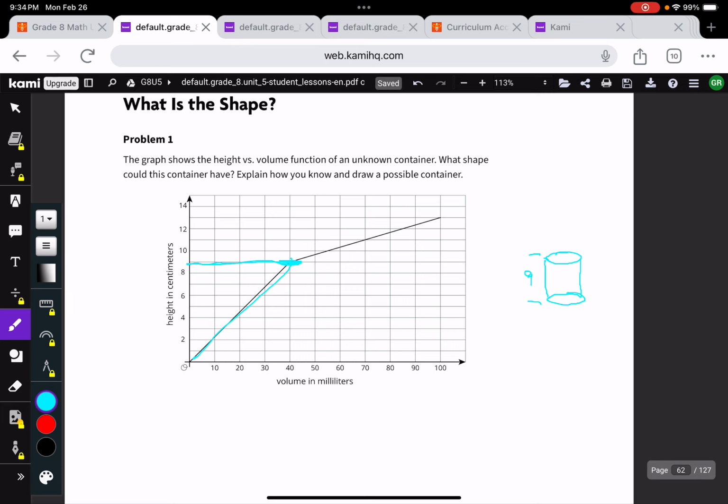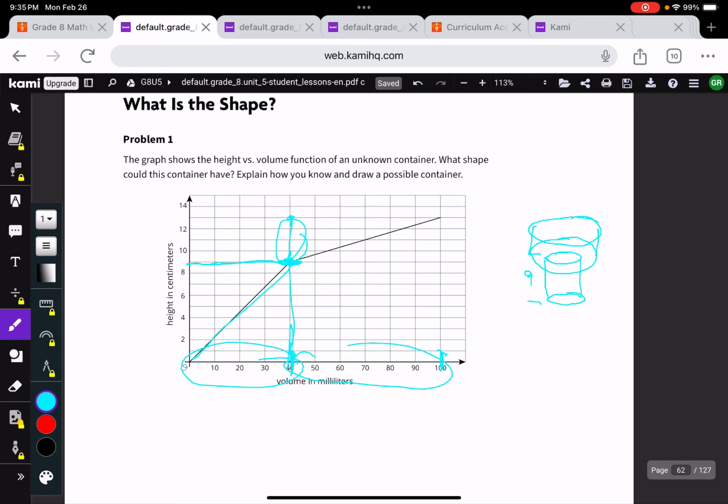And then it goes up from 9 to 13, which isn't very much. But notice I went from 40 milliliters from here, from 40 to 100. So this only took 40 milliliters, but this is taking 60 milliliters. So it's still a good chunk of volume, but it's not very tall. It's only from 9 to 13. So it's probably going to look something like that. We'll draw it the best we can, but it's probably going to look something like that.